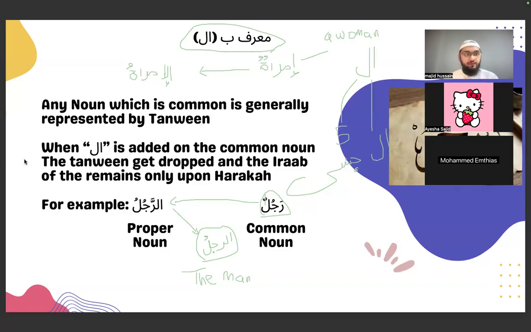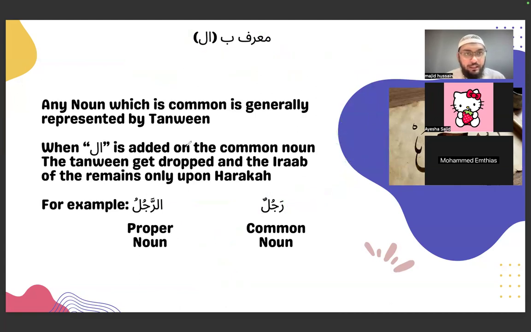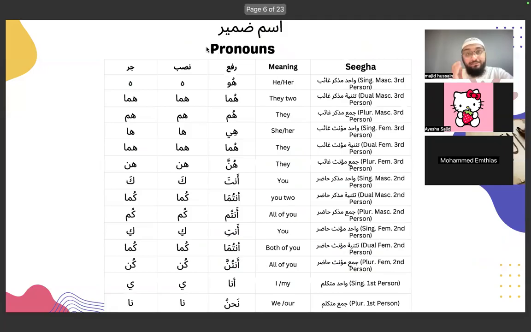Okay, no problem. Right, moving on to the second type. Now, the second type is pronoun, ism dhamir. I'm sure Sister Aisha sees this and she's like, what is this new thing that has come up now?